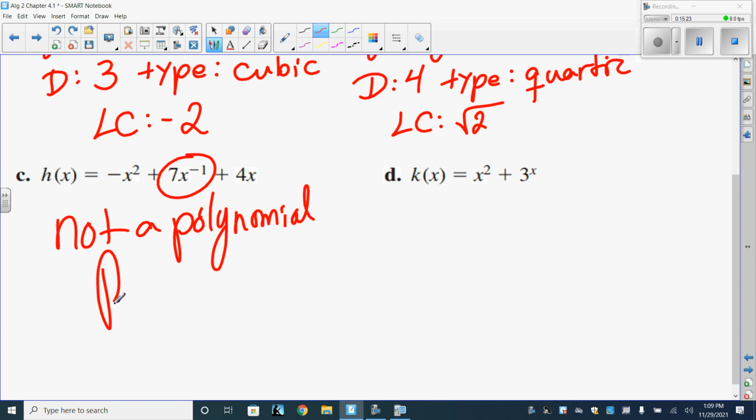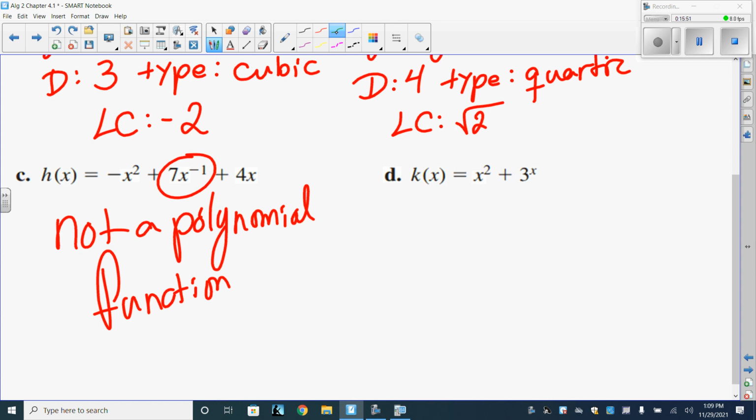Not a polynomial. And that's all we have to do here, because as the direction said, we only had to state it in standard form, state the degree, type, and leading coefficient if it was a polynomial function. Since this one here is not a polynomial function, we can just write it's not a polynomial function and we are done.